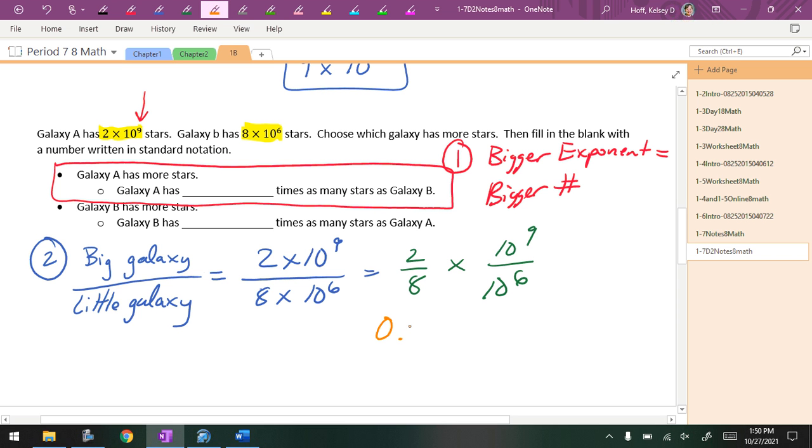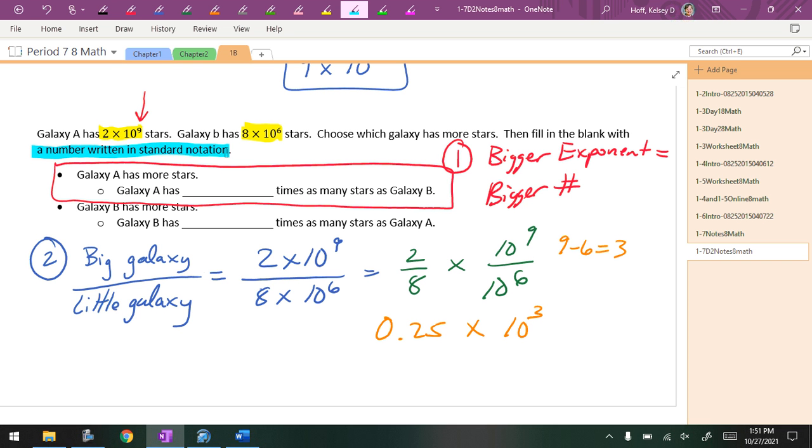0.25. What do I do to my exponents? 9 minus 6 is 3. Now pause for a minute. This is the only problem this occurs on. Fill in the blank with a number in standard notation. Standard notation is the expanded. That's what we did on Monday.